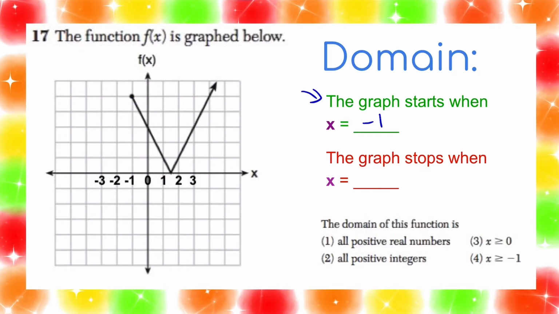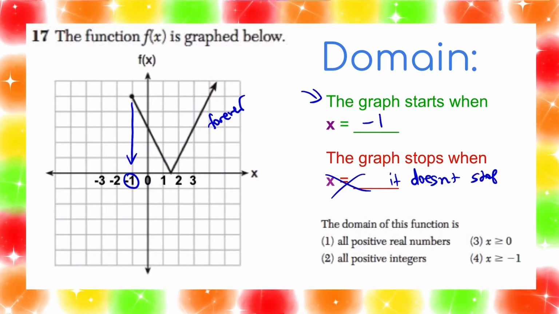The graph stops when x is, this one's tricky because what does an arrow mean? An arrow means it goes on forever. So that means it doesn't stop. So this doesn't make sense because it doesn't stop. It's infinite, goes on to infinity. So when I'm talking about my domain, I want to make sure that I mention it starts at -1, but then it goes forever. Let's look at our choices.